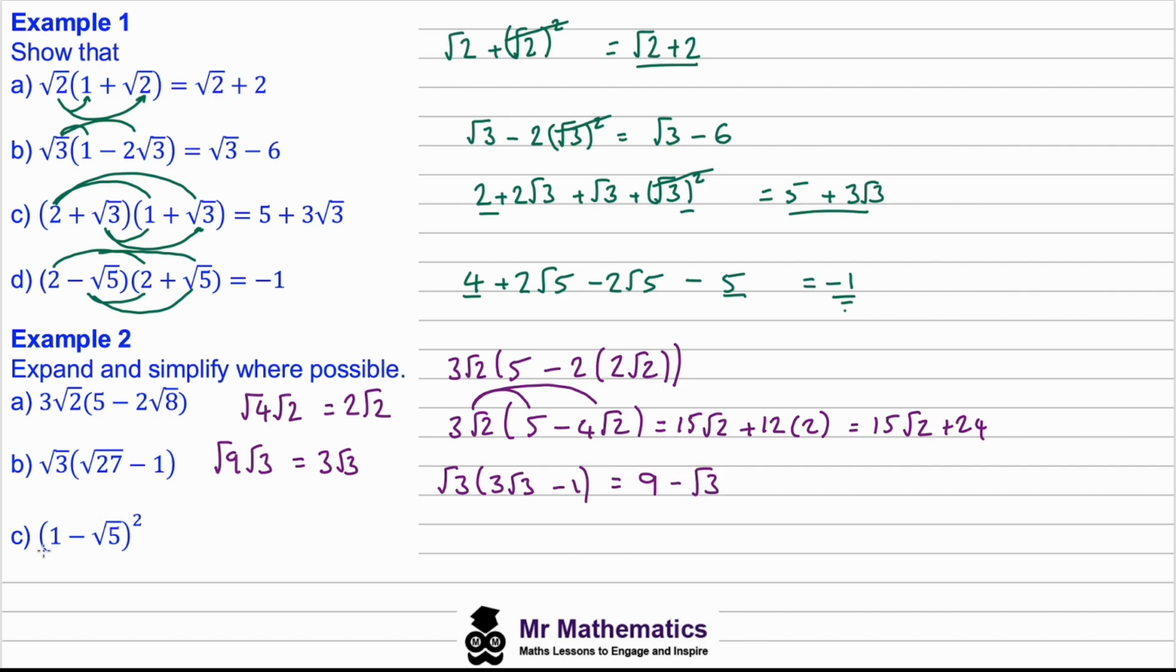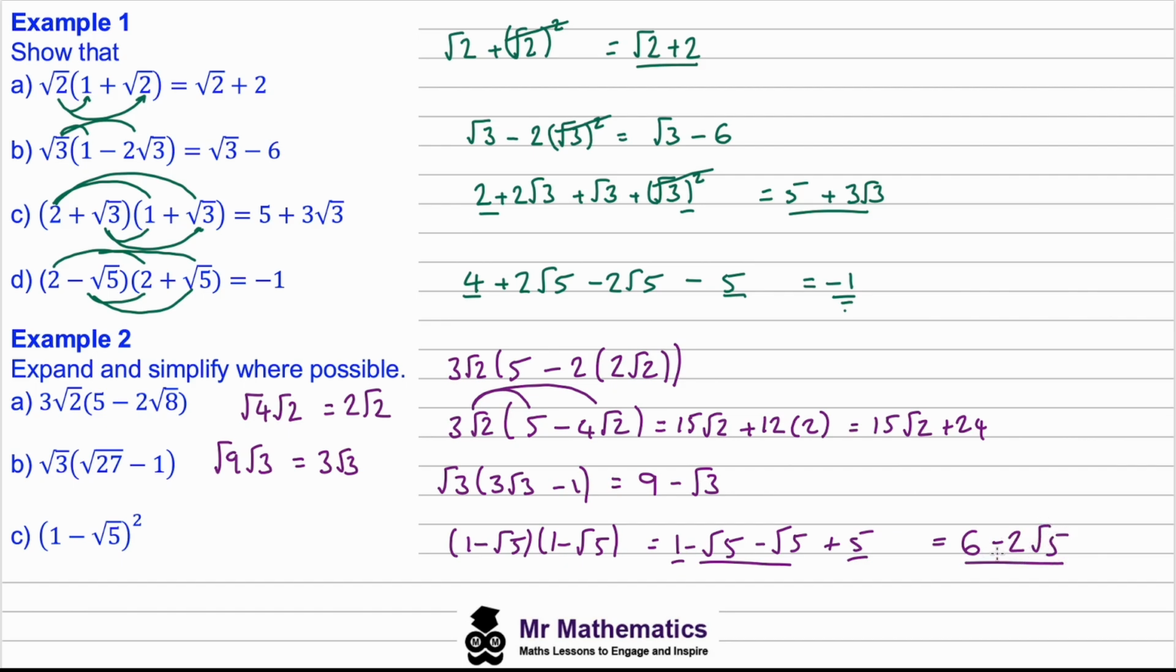And then for question C, well, because we're squaring this, we're going to multiply it by itself. So 1 minus root 5 multiplied by 1 minus root 5. We'll multiply out the 1's. Then we'll have 1 times negative root 5. And again, with this term. And then we'll have a negative root 5 times the negative root 5. These negatives will make a positive. And the root 5 squared will just give us 5. Now we've got 1 plus 5, which is 6. And then minus 2 root 5.